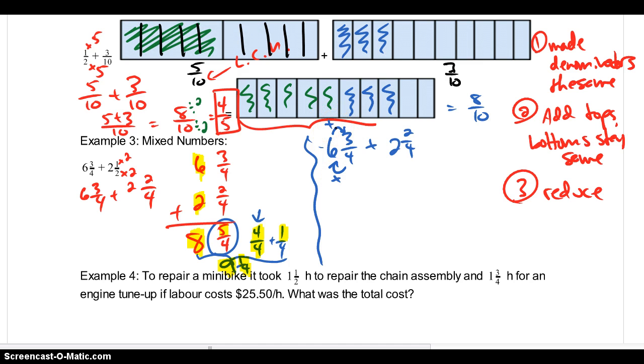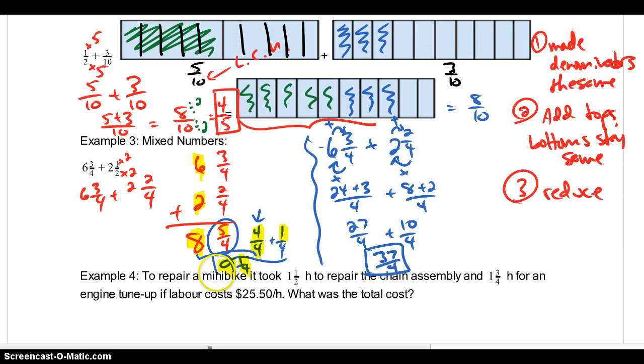We can make our mixed number into an improper fraction. So we had 24 plus 3/4 here, plus we're going to multiply the bottoms. 2 times 4 is 8, plus the 2 on the top, quarters. So we've got 27 quarters plus 10 quarters equals 37 quarters. Which is actually the same as 9 1/4.